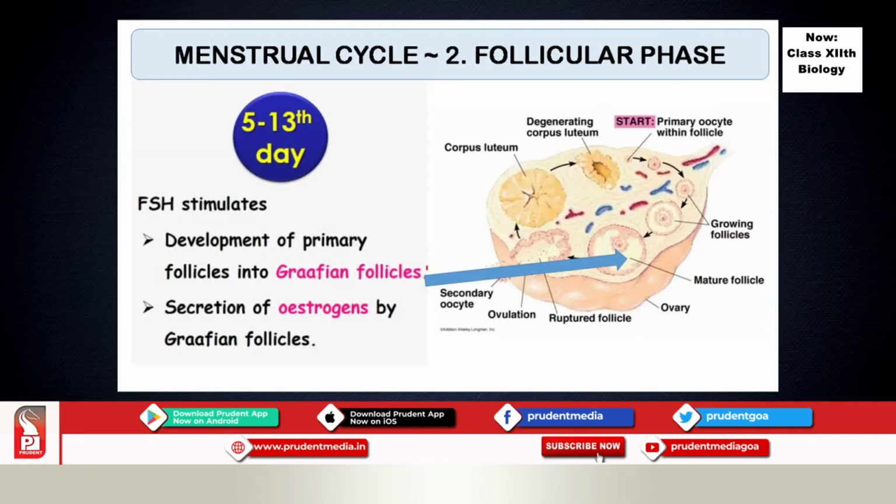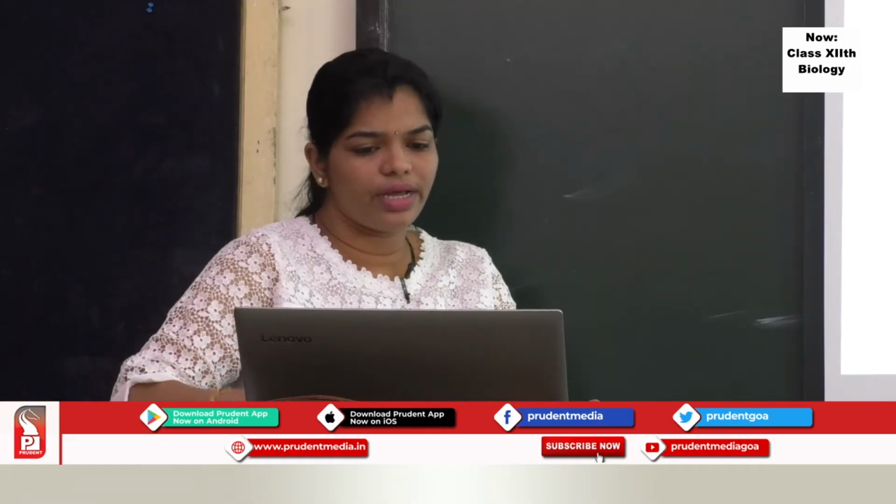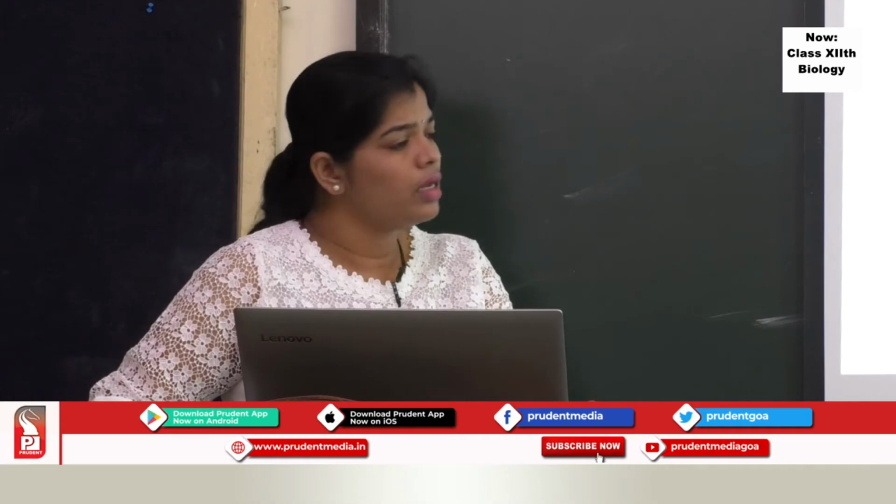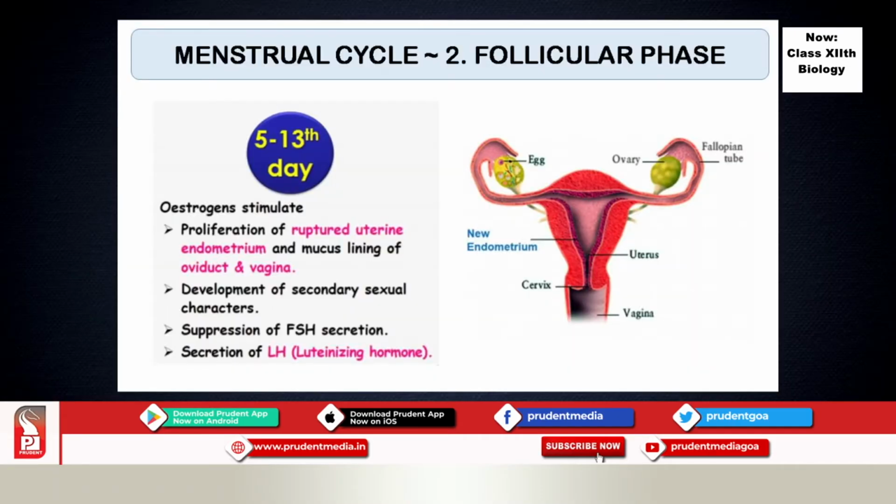Now, what does FSH do? It helps in the development of primary follicles into Graafian follicles. So the primary oocyte within the follicle will start growing, and it will mature into a Graafian follicle. And this Graafian follicle will secrete estrogen. And what does this estrogen do? It will stimulate the proliferation of the uterine endometrium and the mucous lining of the oviduct and vagina.